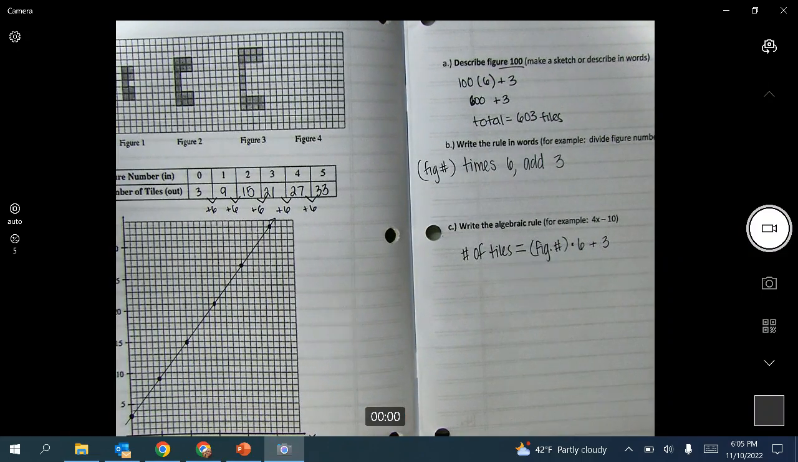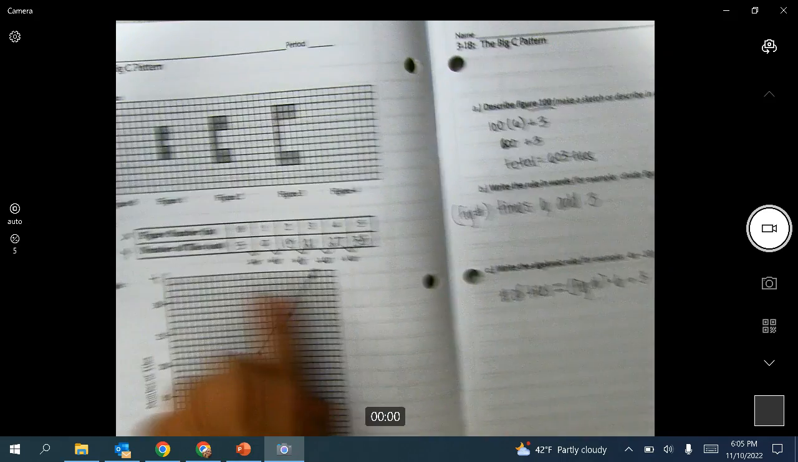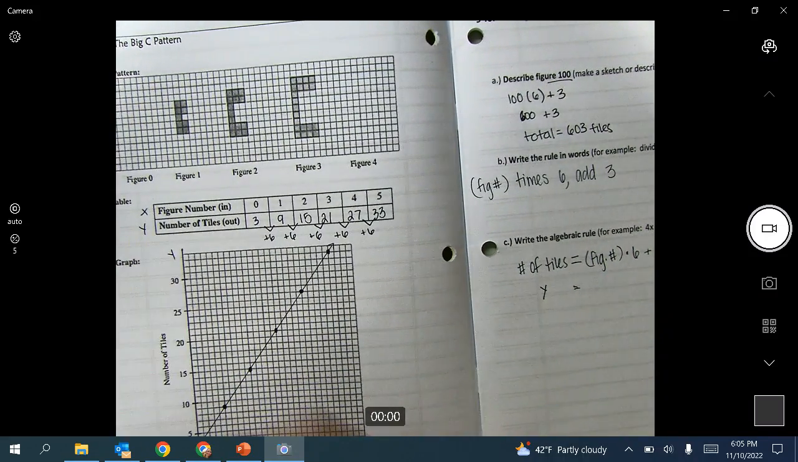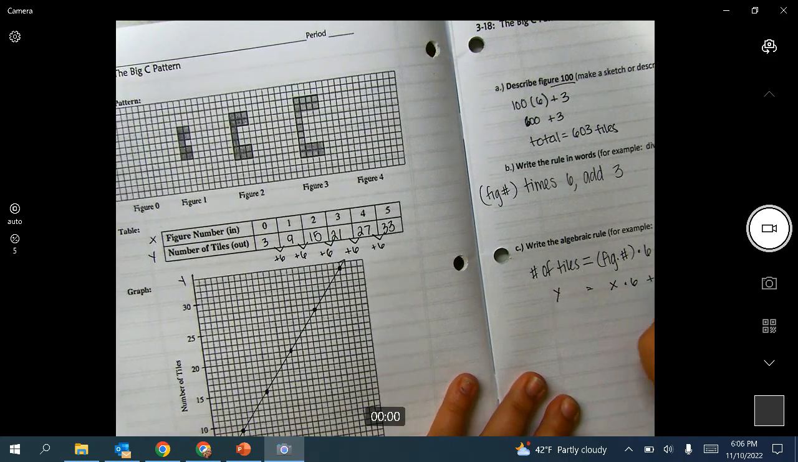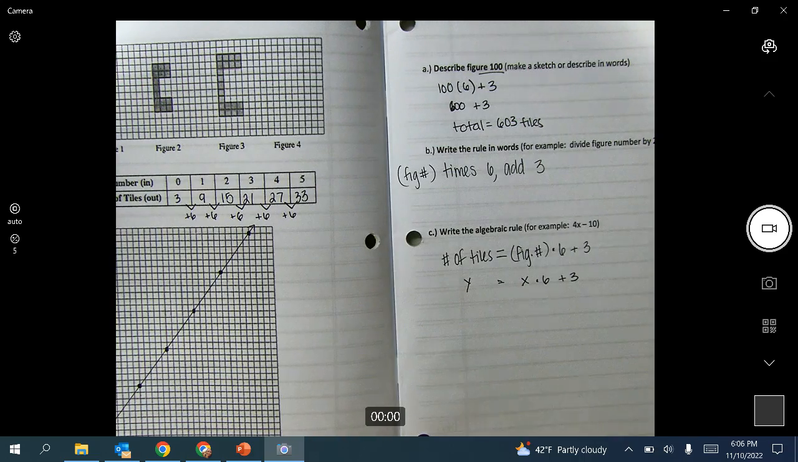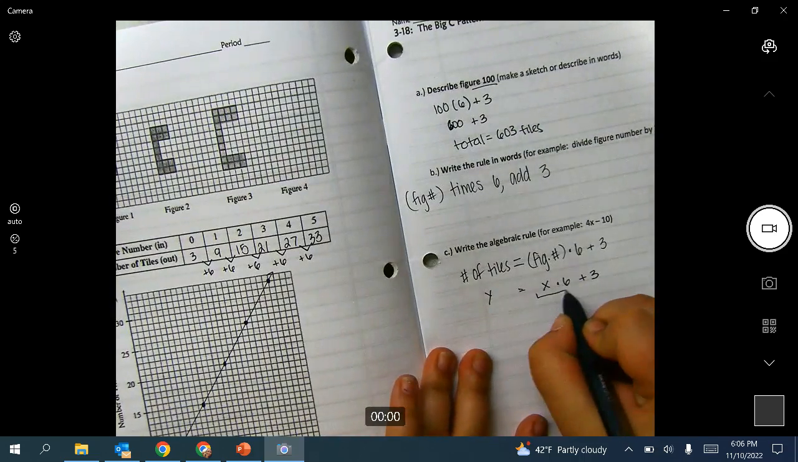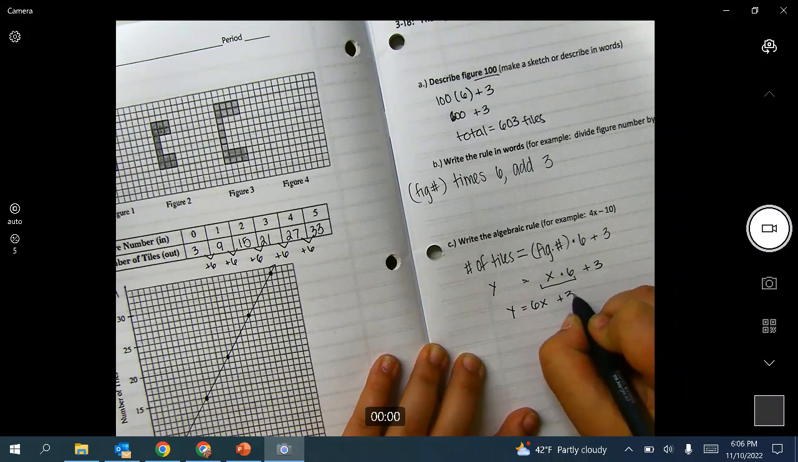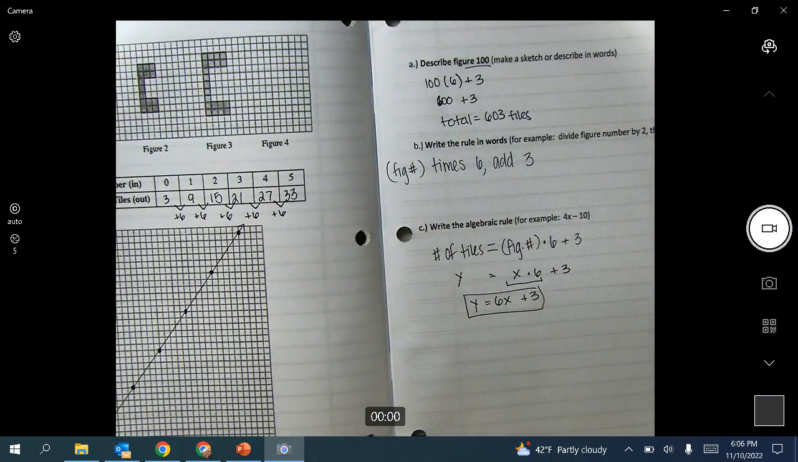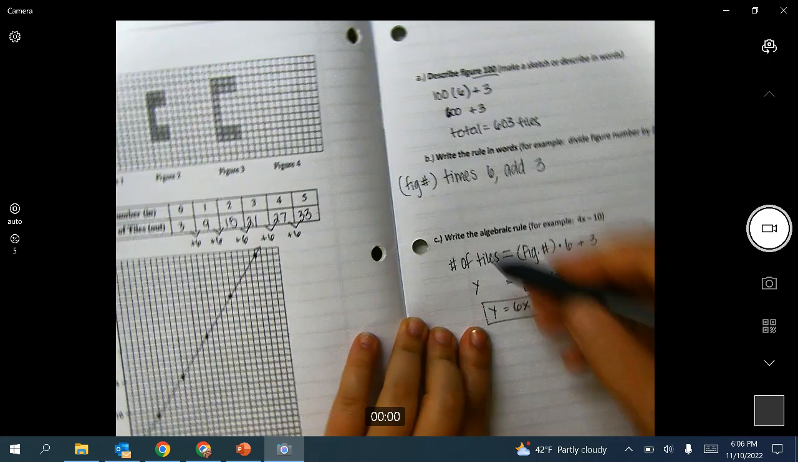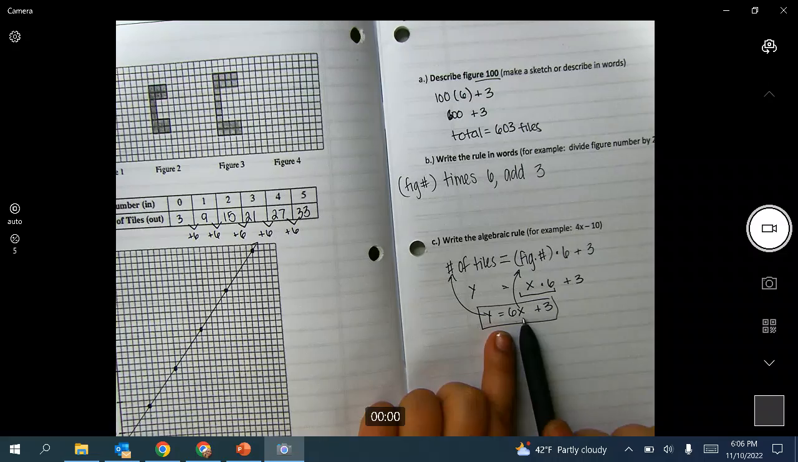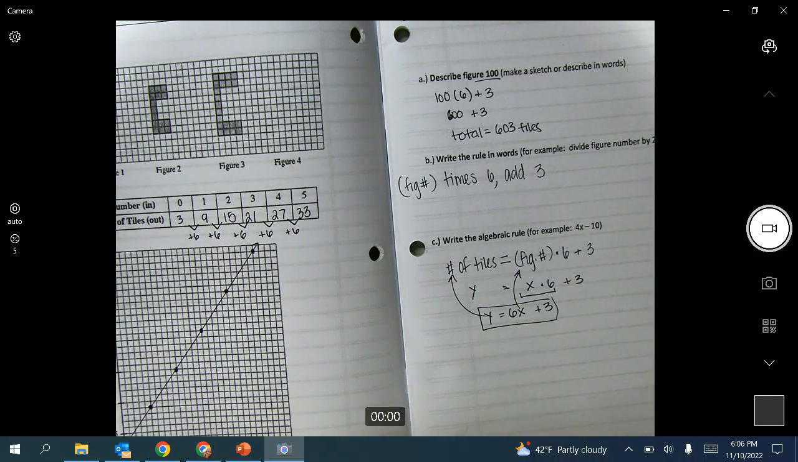But if we put in the x and the y, remember we said our total number of tiles is y, and our figure number is x. I get y equals x times 6 plus 3. But we also know that writing x times 6 means I should be writing 6x plus 3. And that is our algebraic rule. So our total number of tiles is equal to 6 times the figure number plus 3. And that is our algebraic rule for this pattern.